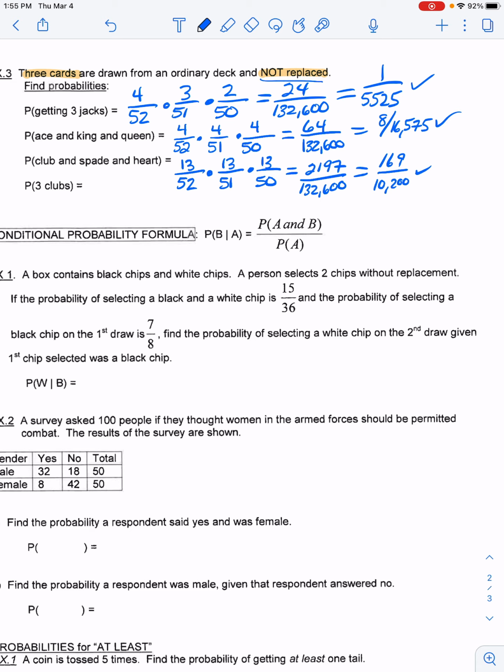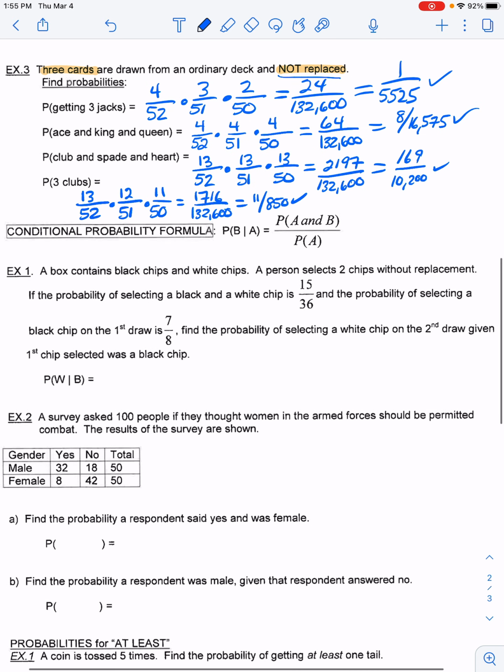My 3 clubs. So we have 13 clubs out of 52 cards. Take one, throw it away. The chance of another club is now 12 out of 51. Take one, throw it away. And lastly, 11 out of 50. This lovely multiplies into 1,716 over 132,600. And it reduces to 11 out of 850. Okay? All right, nice example there with some playing cards.